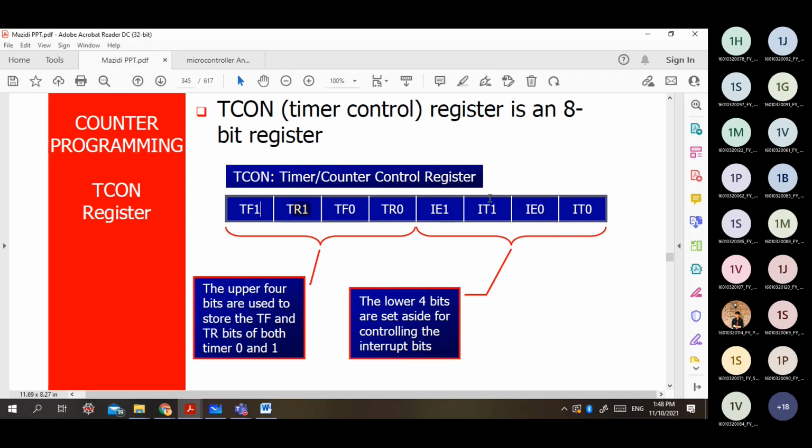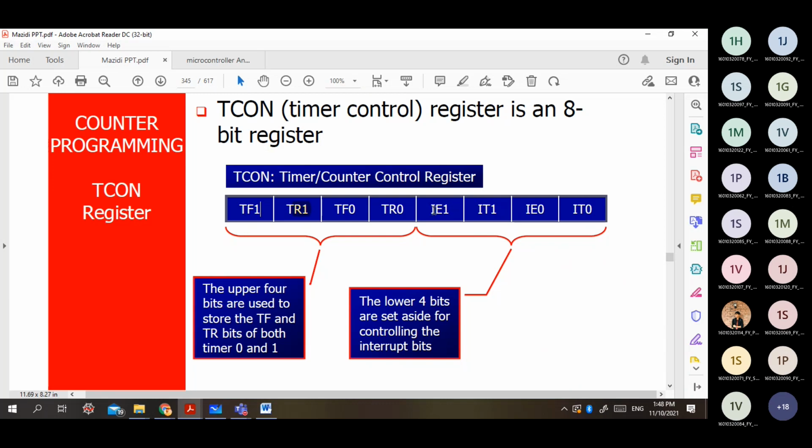Regarding the TCON, once again it is 8-bit. Out of that, the lower 4 bits are for the interrupt. So in the interrupt part, IE and IT are the important ones. Okay? And once again we have IE and IT, so 1 and 0 mean what? 0 is for the INT0 pin and 1 is for the INT1 pin. Fine. So IE means what?